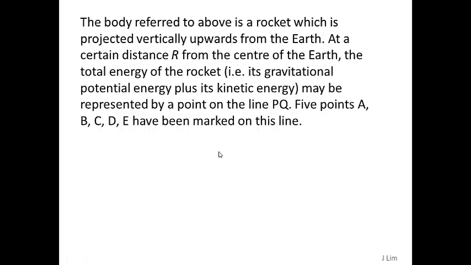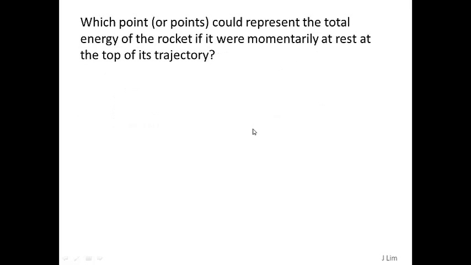The body referred to above is a rocket, which is projected vertically upwards from the Earth. So it's projected vertically upwards and then comes back down. At a certain distance r from the center of the Earth, the total energy of the rocket, that is gravitational potential energy plus its kinetic energy, may be represented by a point on the line PQ. 5 points A, B, C, D, and E have been marked on this line.